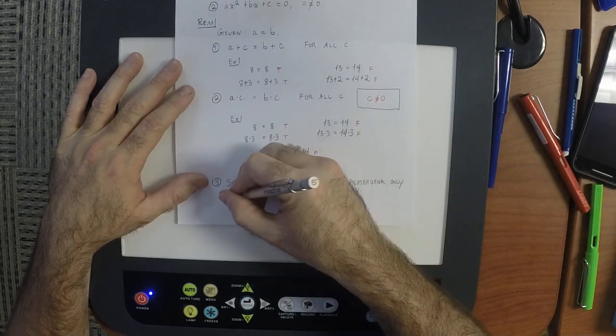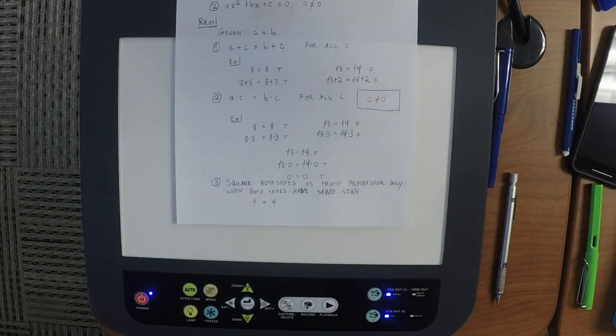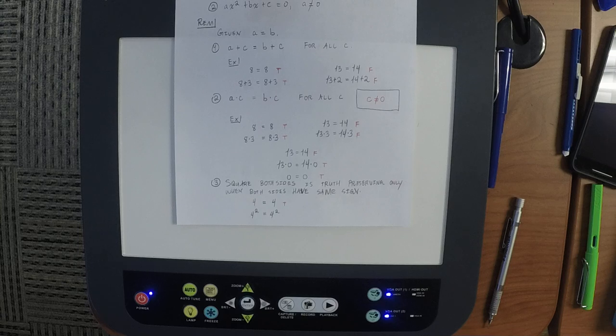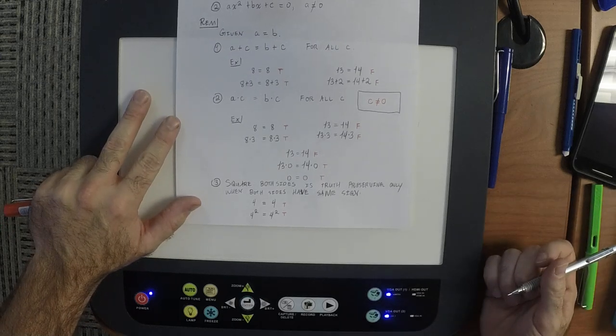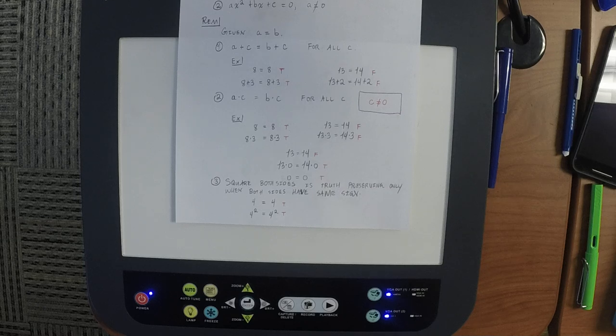Okay. By way of example, how about 4 equal 4? Is it true? It's true. Suppose we square both sides. 4 squared equal 4 squared. Is that true? It is. Now, can someone give us an equation for which squaring both sides does not preserve the truth? Not quite. I need the one before you do any squaring. Well, okay, I agree. But the thing is, that equation is false. But squaring both sides is still false. So it went false to false. So it didn't cause a problem there.